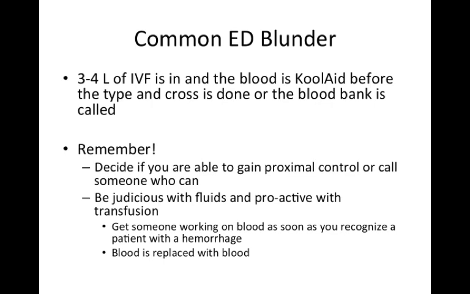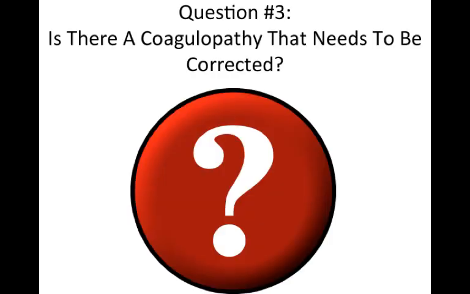A common ED blunder would be to give 3 or 4 liters of IV fluid. It's already in and the blood is starting to look like Kool-Aid before you even think about doing the type and cross or call the blood bank. Remember, decide if you can gain proximal control or call someone who can first, then be judicious with fluids and very proactive with transfusions. Get someone working on blood as soon as you recognize a patient with hemorrhage, and blood is replaced with blood.